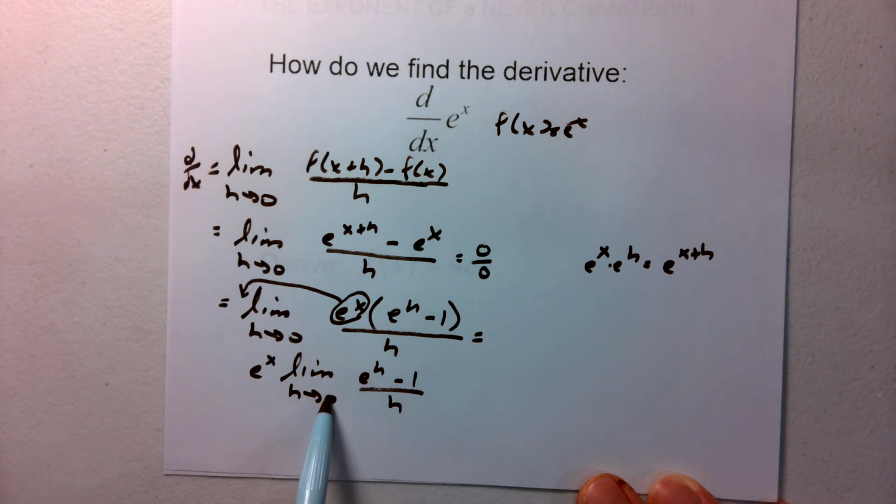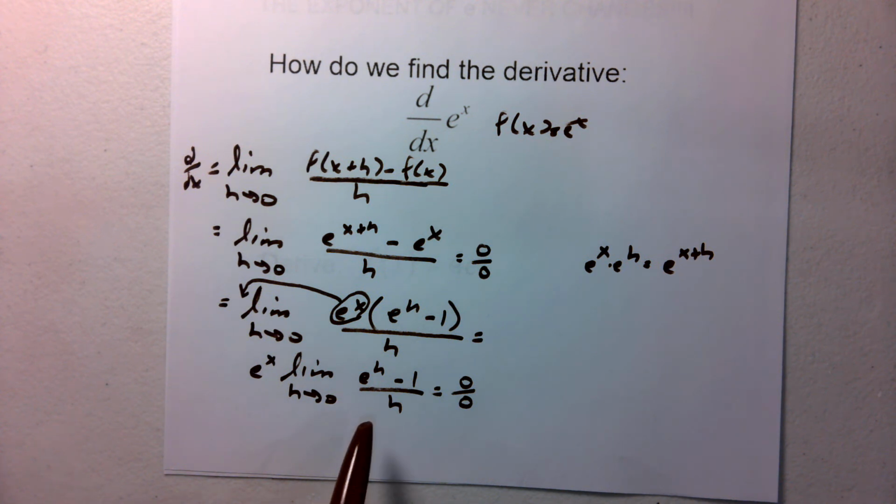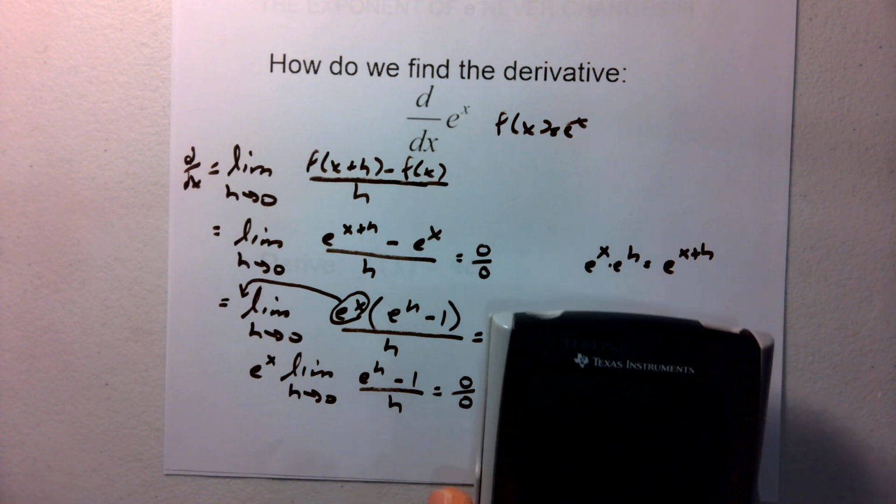Again, I'm going to plug in h equals 0 and see what I get. Again, e to the 0 is 1, minus 1 gives me 0 over 0. That's, again, the indeterminate form. That, again, is a problem. So what do we do with that? Well, what we can do is look at this graphically or tabularly.